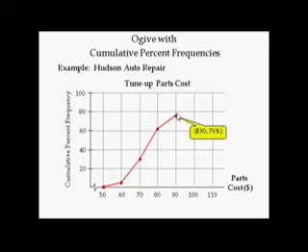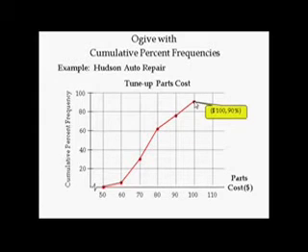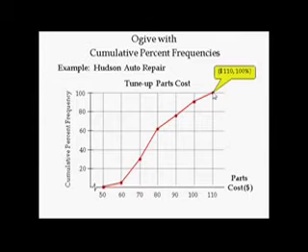Next we go to point $90 and 76%, because the percent of invoices with parts costing at most $89, or less than $90, is 76%. The percent of invoices with parts costing at most $99, or less than $100, is 90%. The percent of invoices with parts costing at most $109, or less than $110, is 100%.